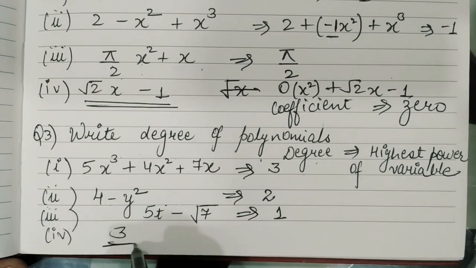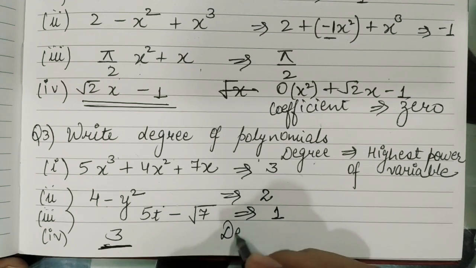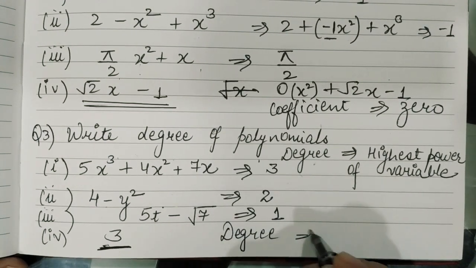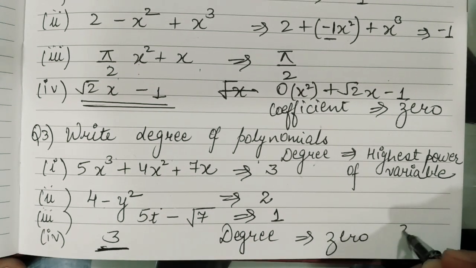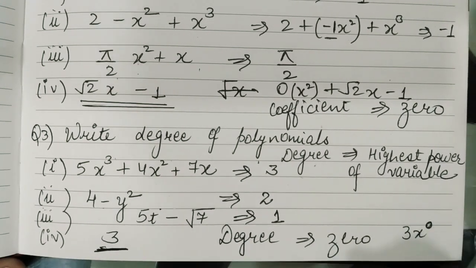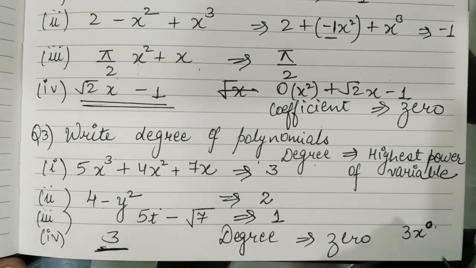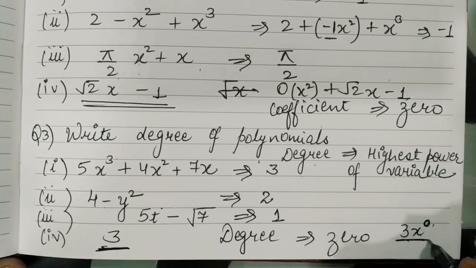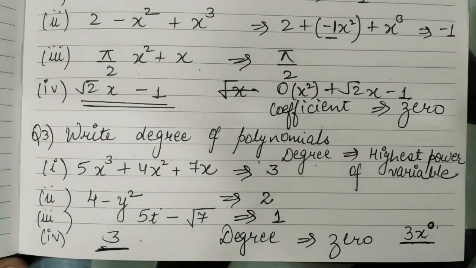But this one is a constant term. In the case of a constant term, the degree is 0. Because I can write 3 as 3x raised to power 0, and anything raised to power 0 is 1. So it is also 3. So the degree of a constant term is always 0.